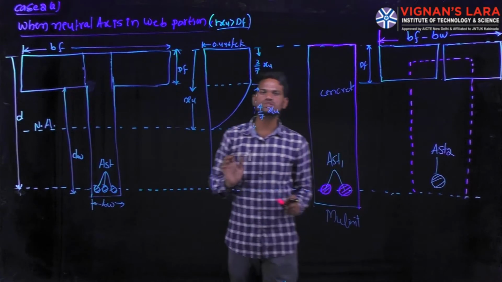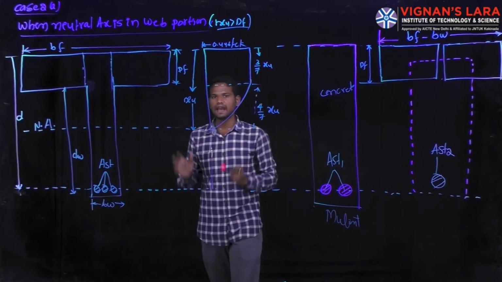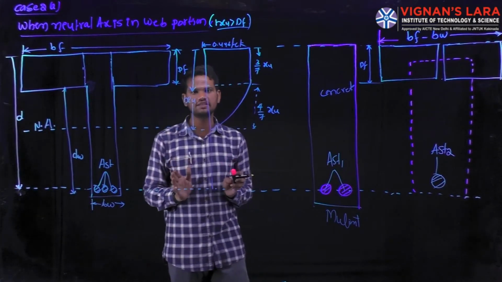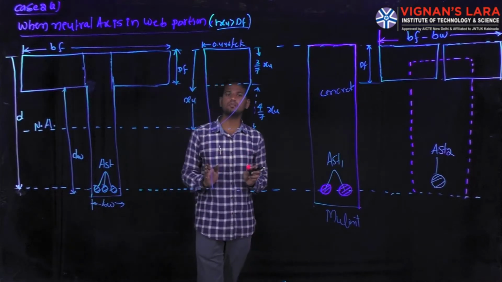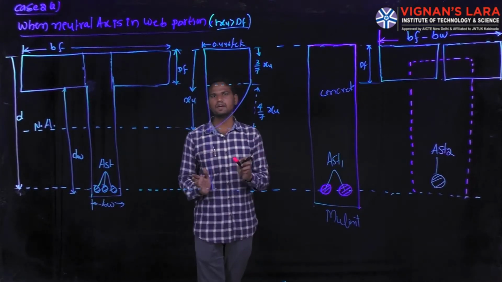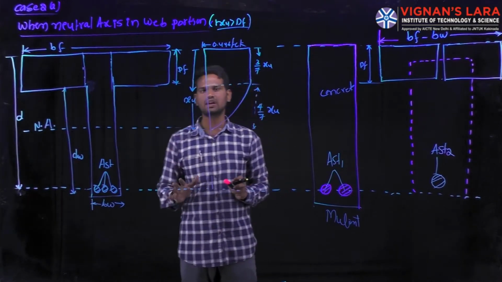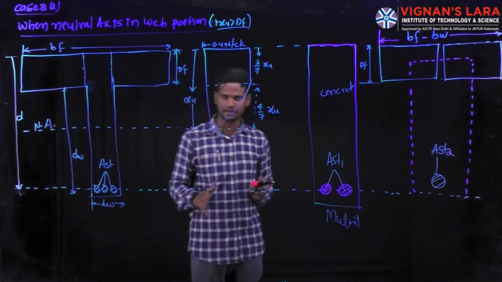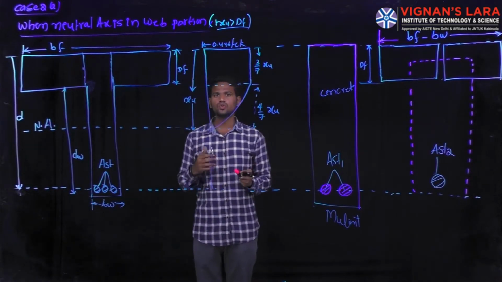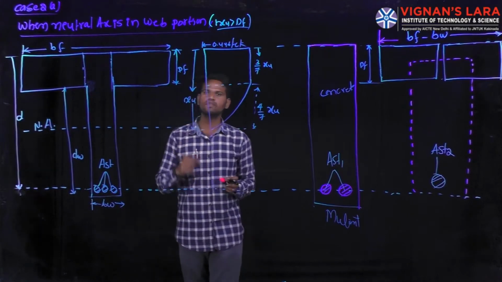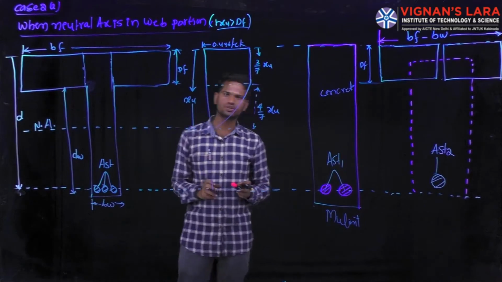This flange portion also resists some amount of load acting on the beam. In flanged beams, we have already discussed that a flanged beam is nothing but when the beam and slab act together to take the load, that type of beam we call a flanged beam. Flanged beam means beam and slab are constructed together. Due to monolithic construction, the load is taken by some portion of the slab as well as some portion of the beam.